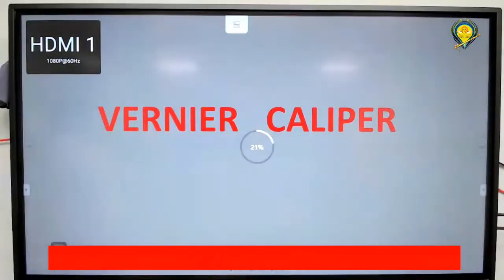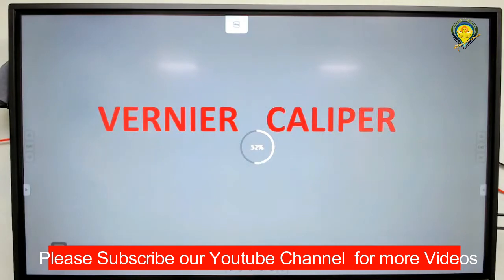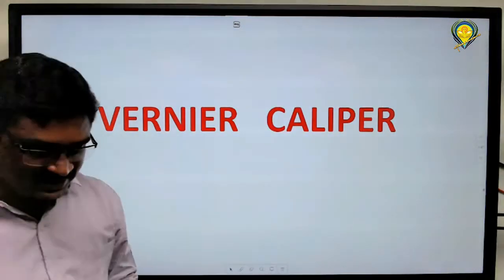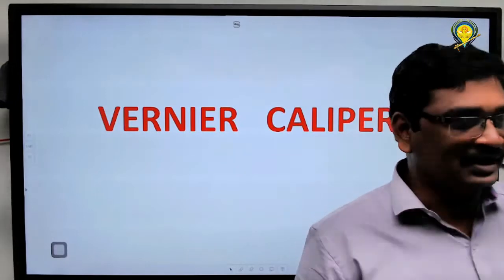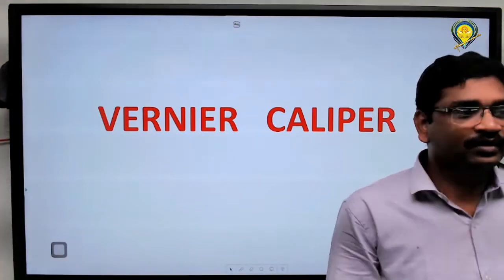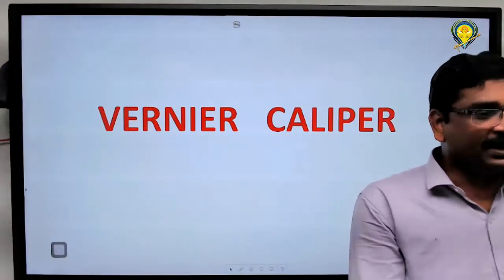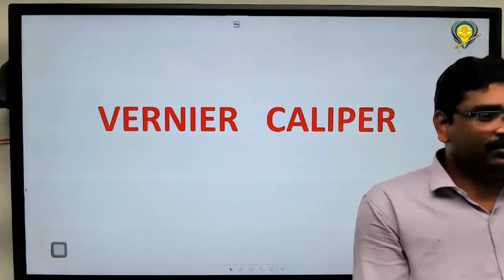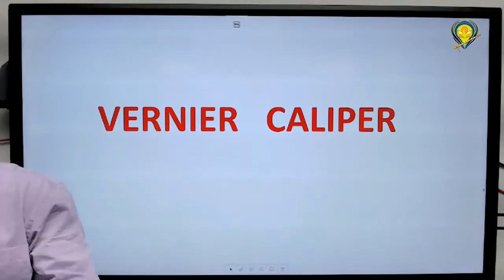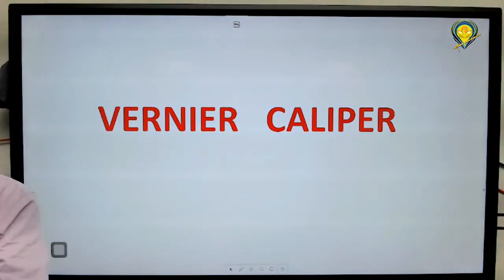So today we are going to discuss vernier calipers. Now, what is the purpose of vernier calipers? What is the use of vernier calipers? To measure length, internal diameter, and depth. So we can measure the length of a small object, similarly the diameter, internal diameter, and depth of that object. For example, if a cylindrical object is there, then we can measure the length, depth, and internal diameter of that cylindrical object by using vernier calipers.